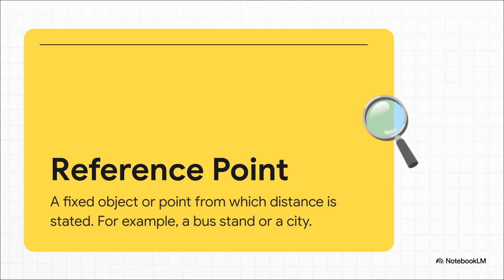To talk about location, you have to have a shared starting point. We call this a reference point. It's the fixed spot on the map that everyone agrees is 0. It could be a bus stop, a city, or the starting line of a race. Without that shared reference point, you're just guessing.